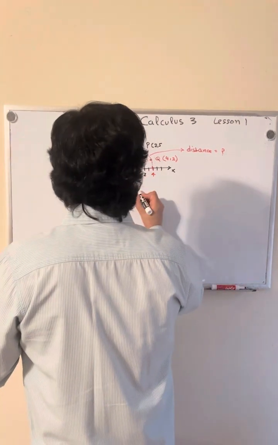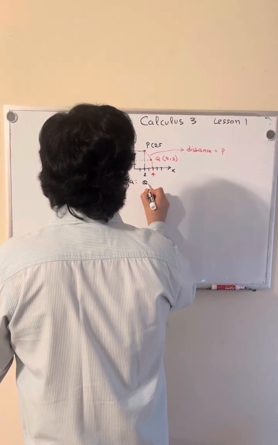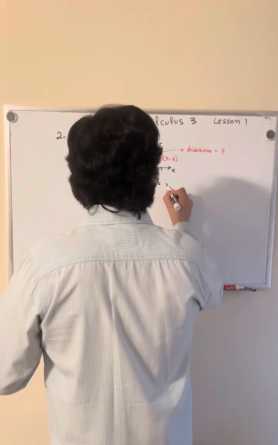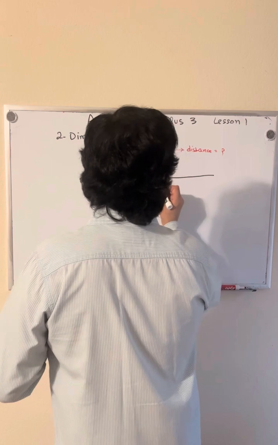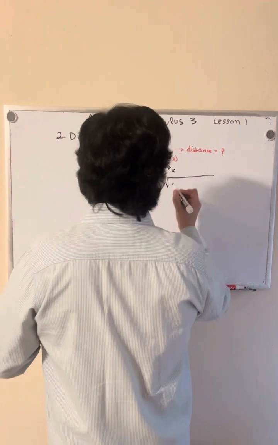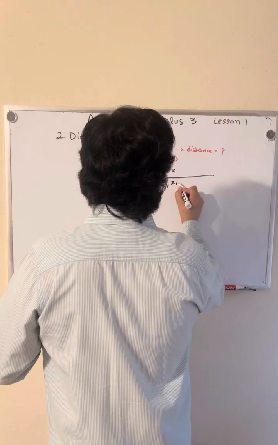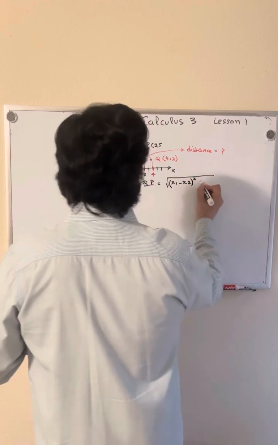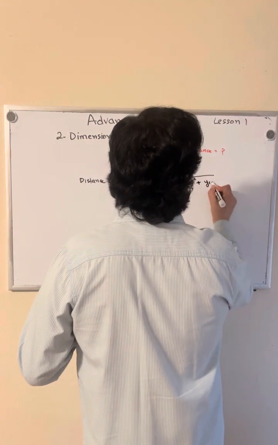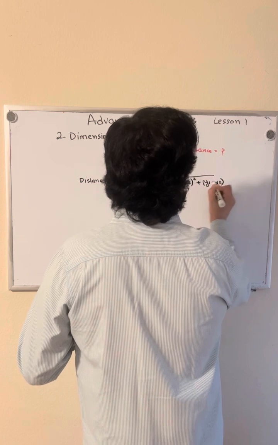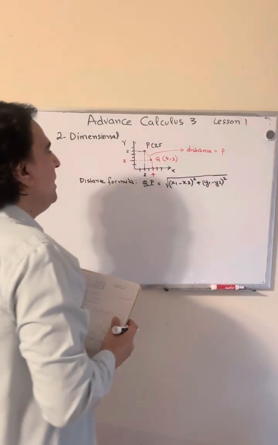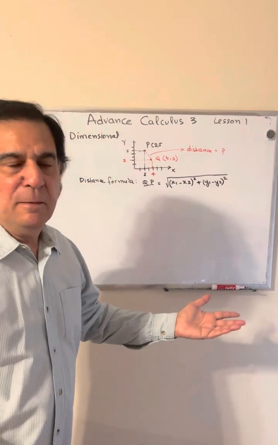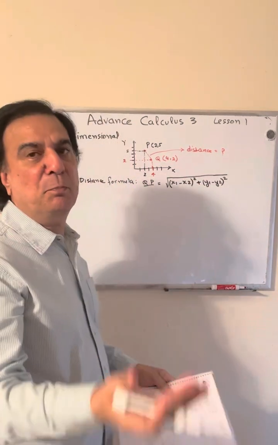So if we are measuring the distance between Q and P, that would be equal to the square root of x1 minus x2 squared plus y1 minus y2 squared. Now you might ask, should I pick this first or should I pick that first? It doesn't matter, because when I square it, it's going to become positive.